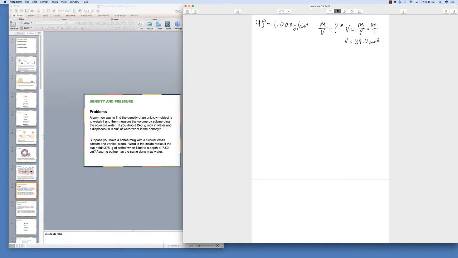Well, again, here's your formula for density right here. It's mass divided by volume. In this case, the rock has a mass of 240 grams and a volume of 89 cubic centimeters, and so the density here is 2.70 grams per cubic centimeter. Don't forget your units. So that's the answer to our first problem.